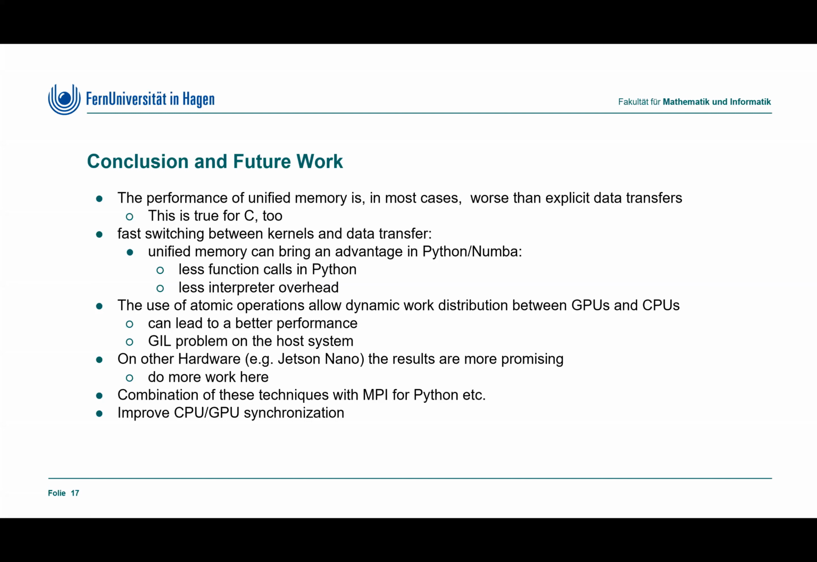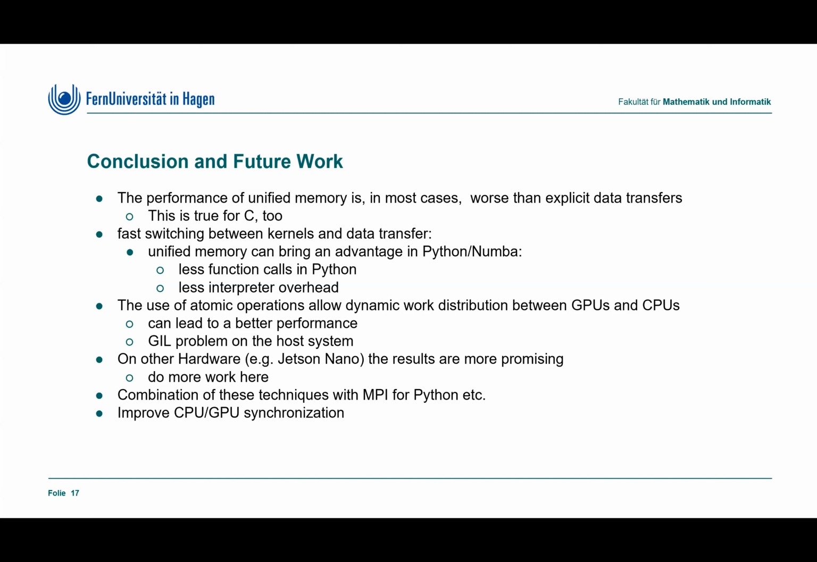The next thing we want to look at is other hardware, like embedded hardware, for example the Jetson Nano. We already looked at it, and here the results for using unified memory are much more promising, because here we have only one memory area, which is shared by GPU and CPU, and we get a lot of performance benefits by using unified memory. The only problem, and that's why the results are not in the paper, was the missing space, and the Jetson Nano does not support global atomic operations.